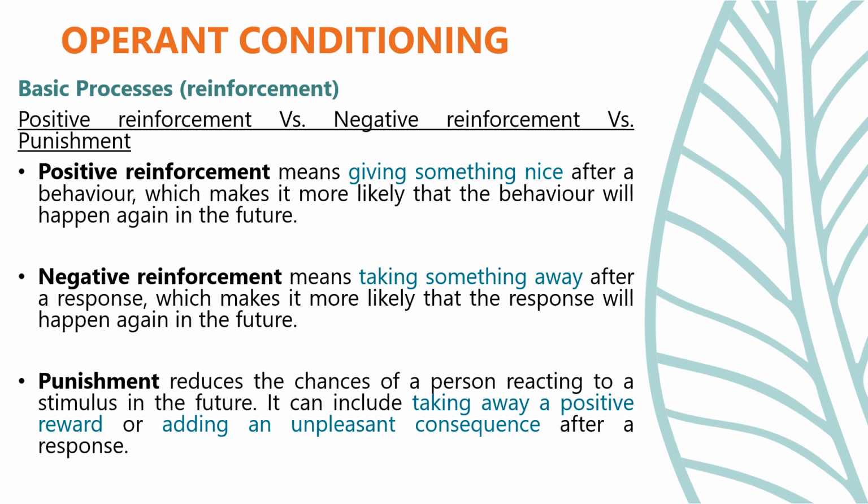So there are three types of reinforcement. One is positive, one is negative, and the third one is punishment. Positive reinforcement means giving something nice. Something is added as a reinforcer: giving praise, giving a prize, giving grades, giving a degree, giving chocolates, giving favorite foods. These may be positive reinforcement.